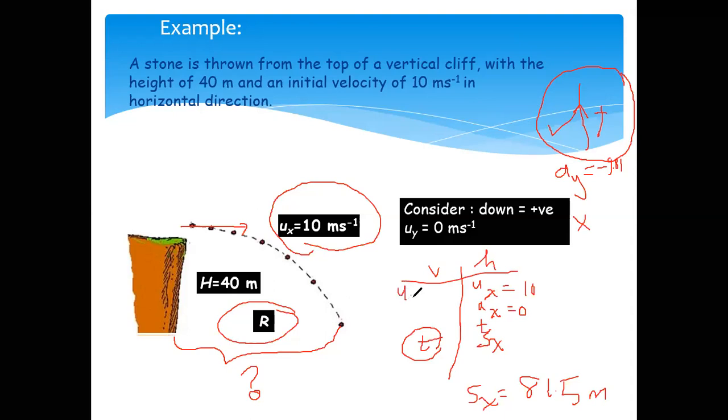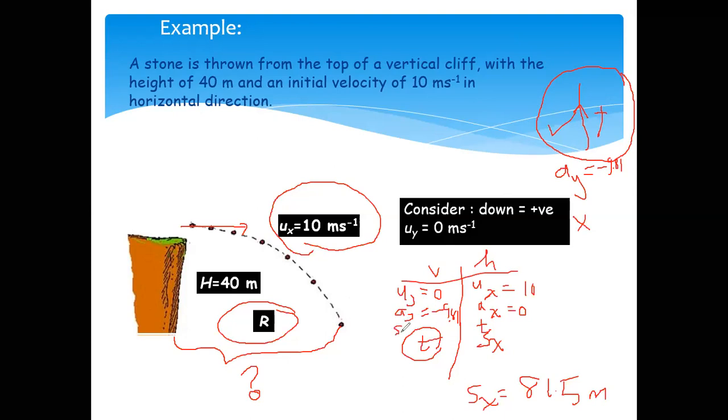You know, UY how much? UY is 0. Horizontal launch, UY is 0. AY is what? AY is negative. Here we take upwards as positive, so AY we take negative 9.81. If you follow the PowerPoint, if you take downwards as positive, then AY you must take positive 9.81. Choice is yours, but I want you to fix with one rule.